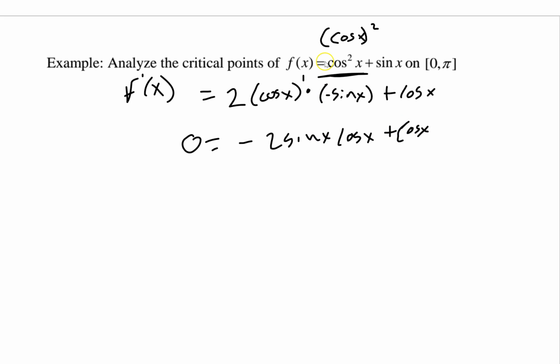How would I solve this? Good old trig. I would factor out the cosine. They both have one, so factor it out. Cosine x times negative 2 sine x plus 1. And then I'll split it.